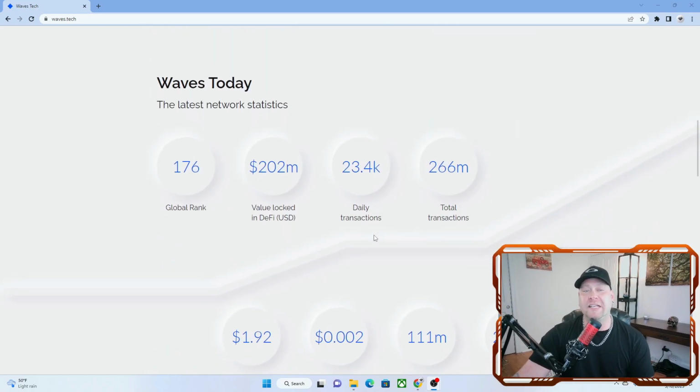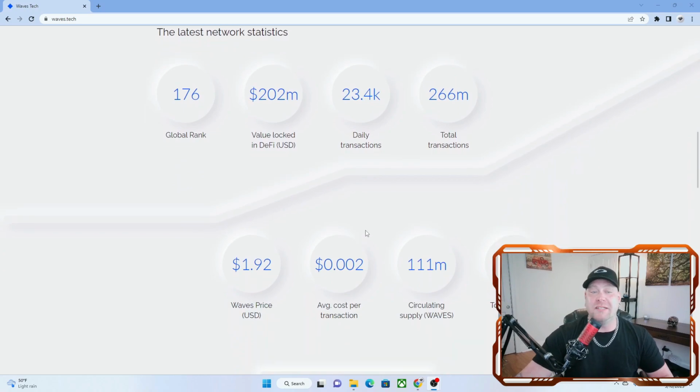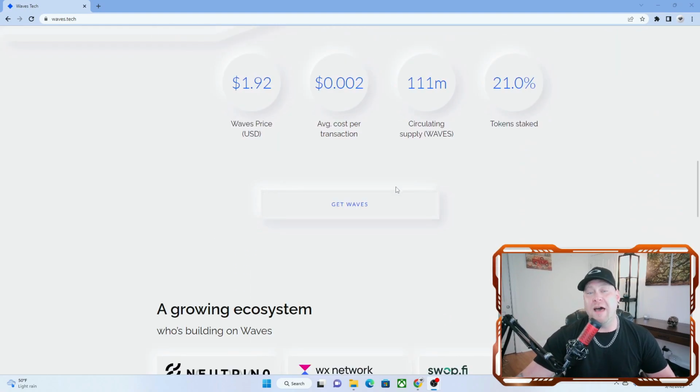And here's some analytics from Waves today, the latest network statistics. As of right now, the global rank for Waves is 176. The total value locked in DeFi is $202 million. They're at 23.4K daily transactions and 266 million transactions in total, meaning that's how many transactions have happened since they launched the project. The current value of Waves is $1.92 per token.